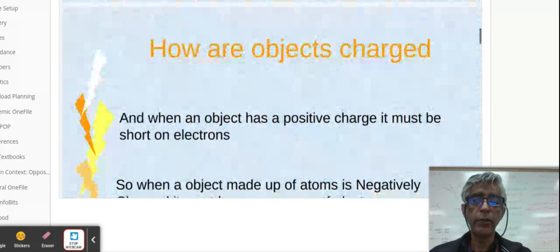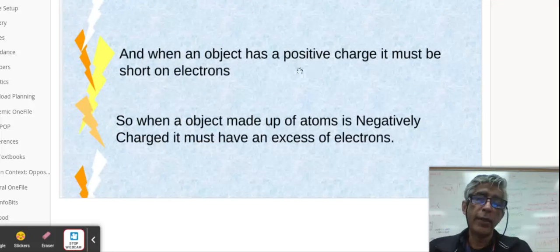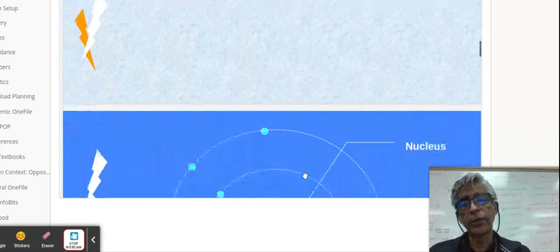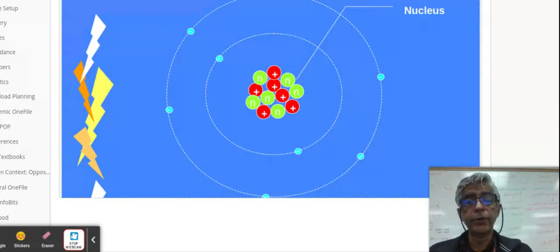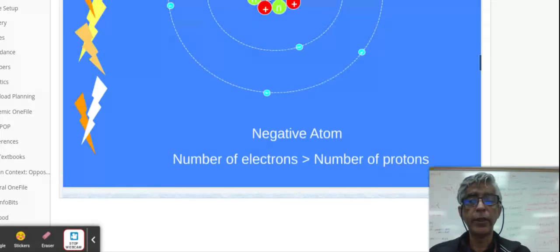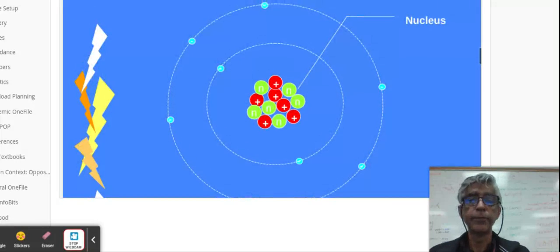All right, so how are objects charged? Obviously, if an object has a positive charge, it must be short in electrons. These electrons are missing. And if an object is negatively charged, that means it has extra electrons. So here's a nucleus, and I take an electron out, and it'll be positively charged. I put an extra electron in, and it'll be negatively charged. Here is a negative atom because the number of electrons is greater than the number of protons.